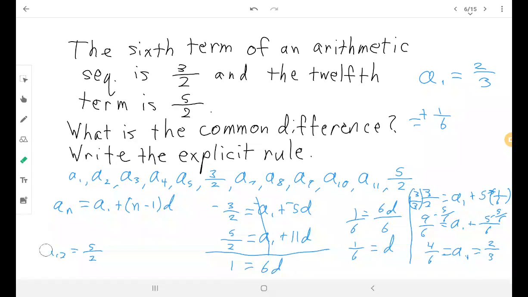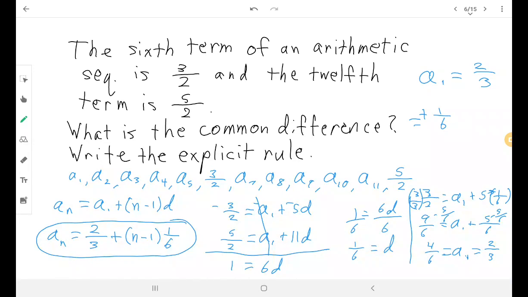And then I have everything I need to write my explicit rule, and I can write that right down here. A sub n equals A1, which now I know is 2/3, plus the quantity n minus 1 times d, my common difference, which I now know as positive 1/6. And there is our explicit rule. There is our common difference. I'll give you a moment to look at that.